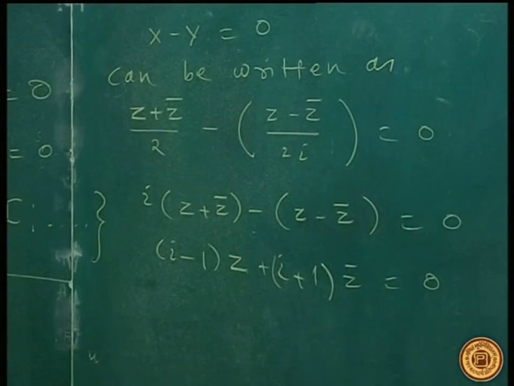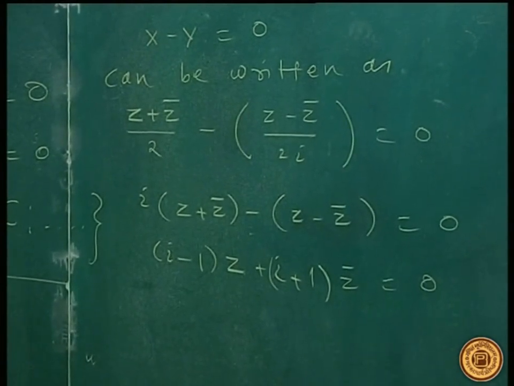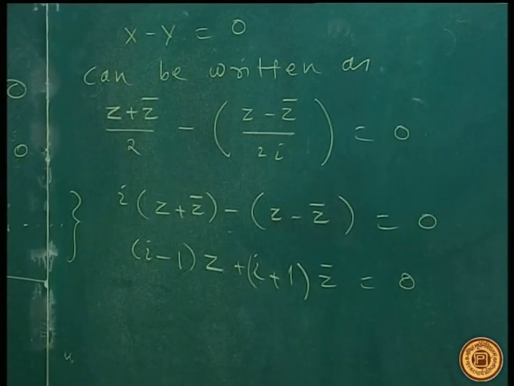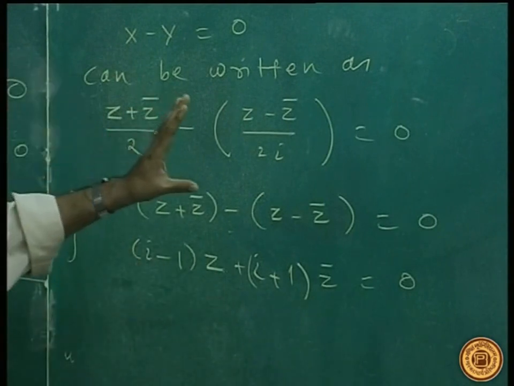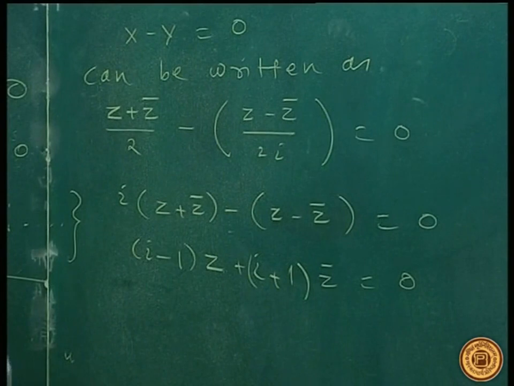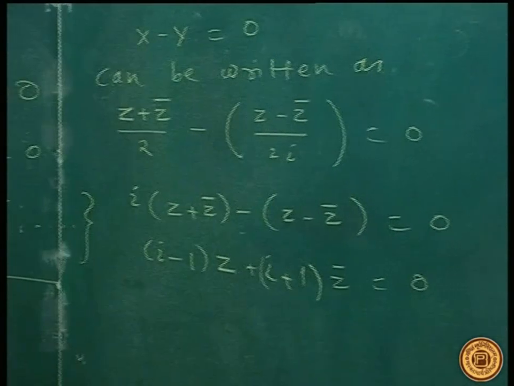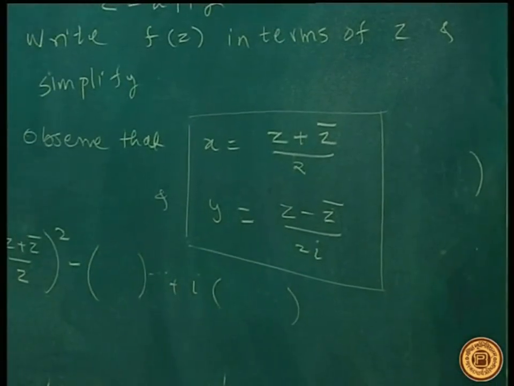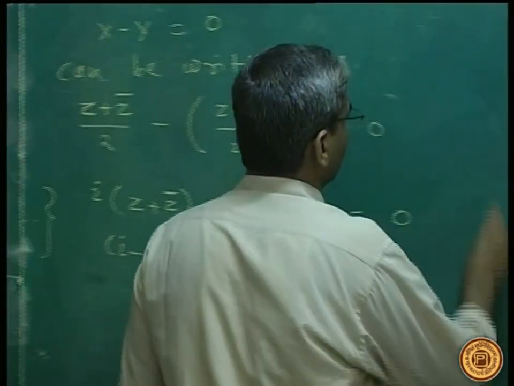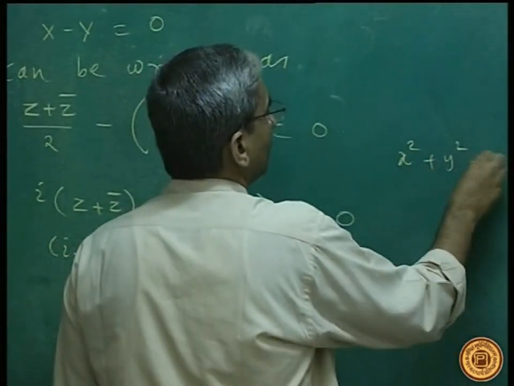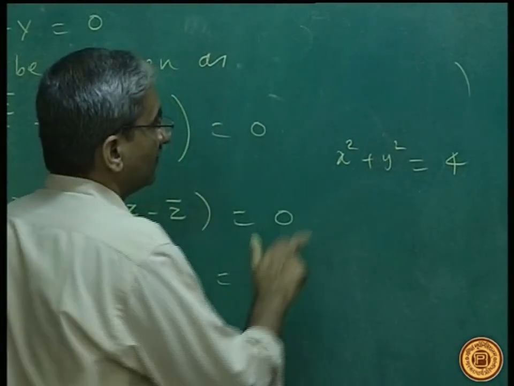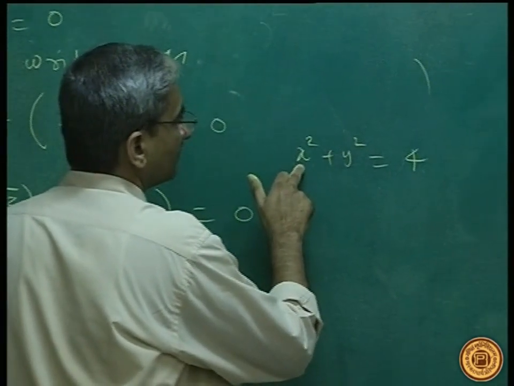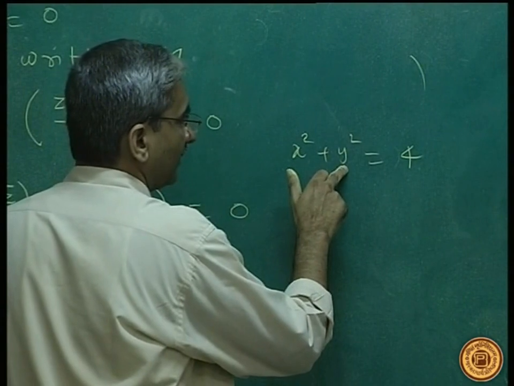So any curve, this is the simplest type of curve, that is a straight line I have taken. I have an equation in x and y. I can convert that equation to a complex variable by using these formulae. So for example, if you have a circle, say x square plus y square equal to 4. What is x? (z + z bar)/2, and y is (z minus z bar)/2i.